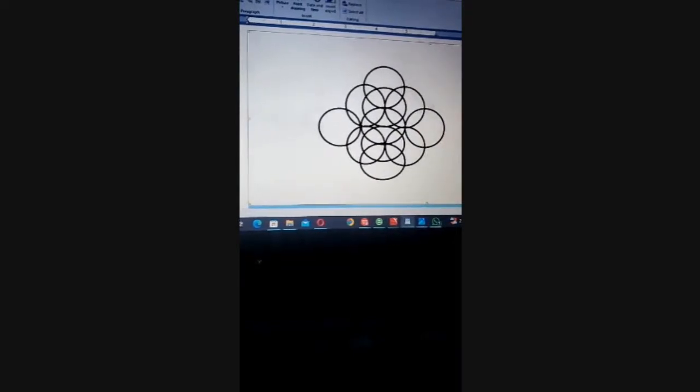Where did the sphere come from? Let me show you how the sphere came around. The sphere came from here.